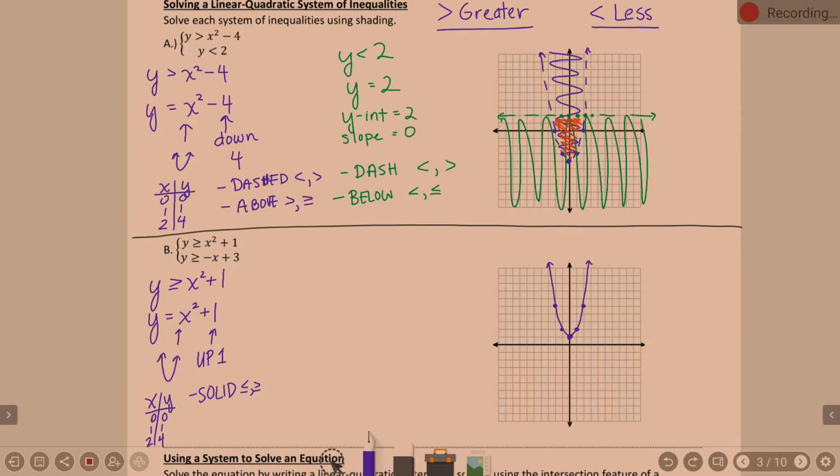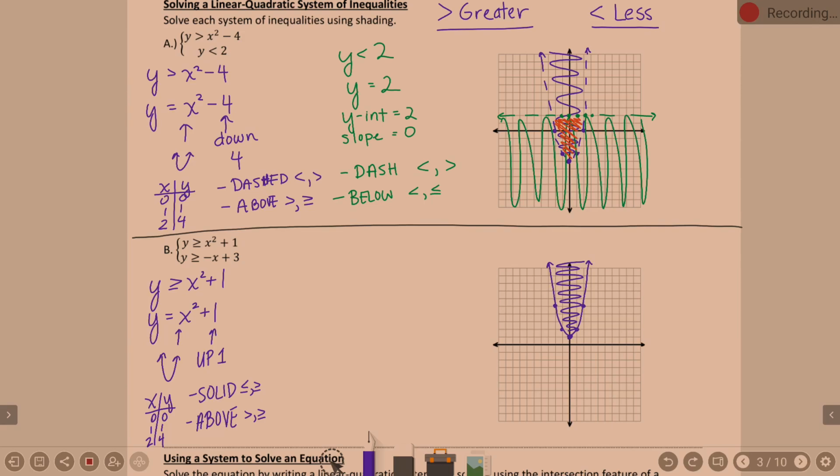Where am I going to shade? Above. It is a greater than sign again, isn't it? And anytime it's any type of greater than sign, we shade above. What does above look like in the form of a right side up parabola? It's going to be inside of it. Now, if your parabola was upside down, it'd be a different story. It'd have to be outside of it, okay?